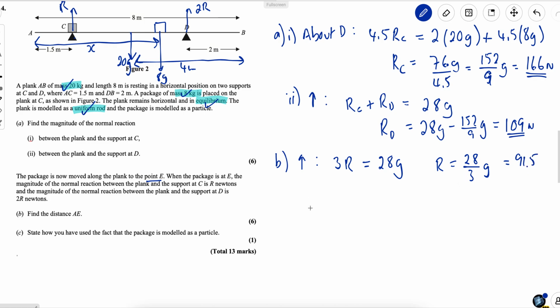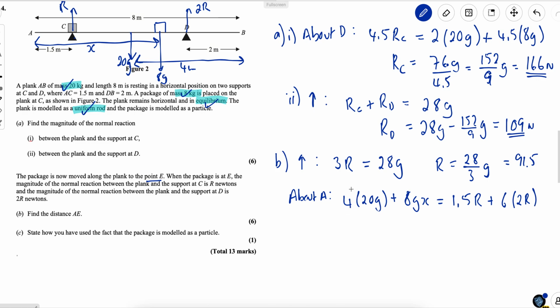Now I'm going to make a moments equation because I've got to find this distance here. So it makes sense to take moments about A, although it's not the only option. So about A, I have the two clockwise moments, this distance and this force, this distance and this force, so I'll mark those on. So I've got 4 times 20G plus X times 8G, 8GX, equals the two anti-clockwise moments, which are 1.5R plus, and this distance here, 6 times 2R.